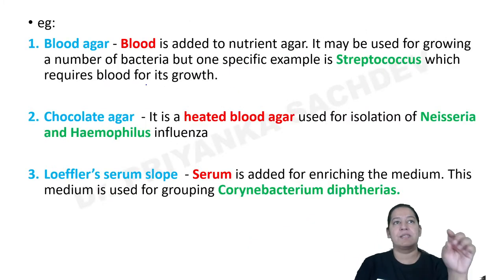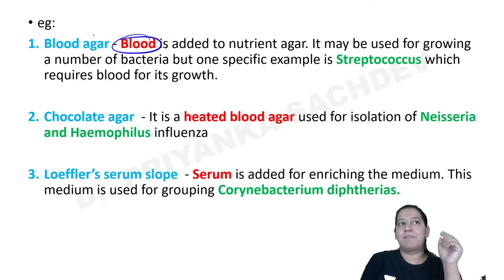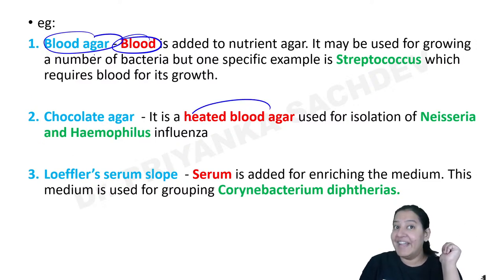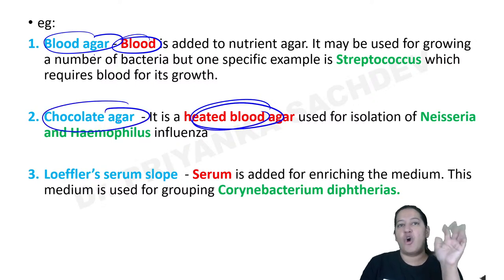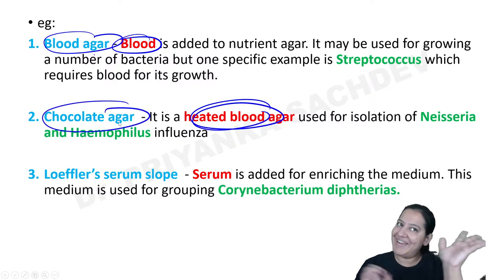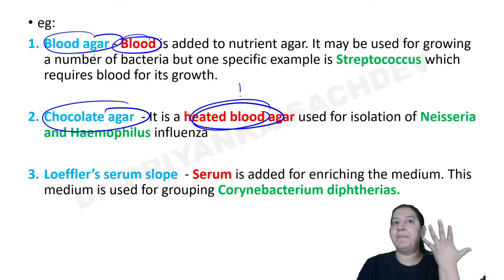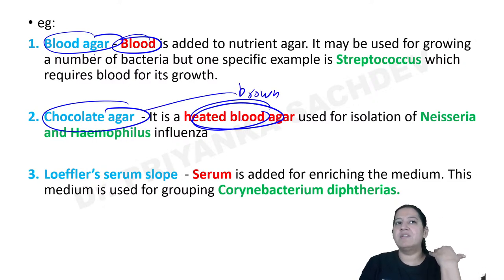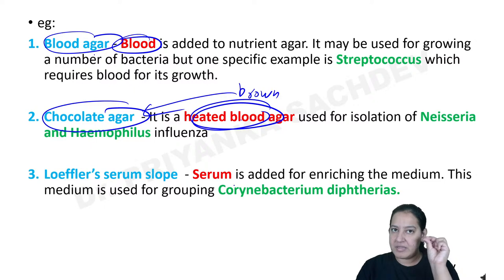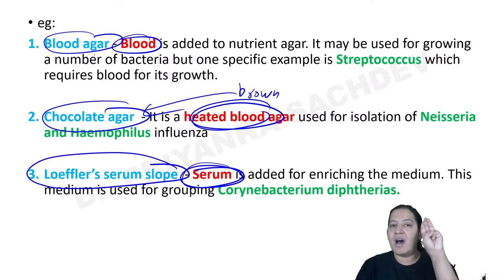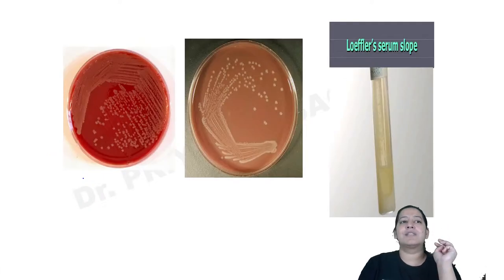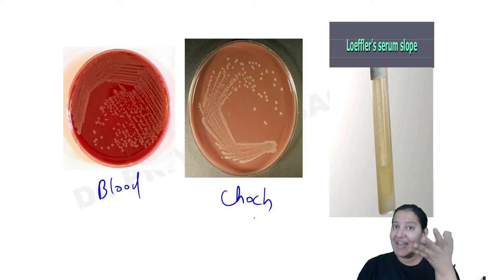There are three examples. The media which contains blood is blood agar. Blood agar is an example of enriched. The media which contains heated blood is known as chocolate agar. Chocolate mein chocolate nahi hota hai. Chocolate mein heated blood hota hai. Blood ko heat karte hain, it becomes brown in color. So brown color ki wajah se usko chocolate bolte hain. And the media which contains serum in it is known as Loeffler's serum slope. So learn three examples. So see, this is blood agar, it contains blood. This is chocolate agar, it contains heated blood.